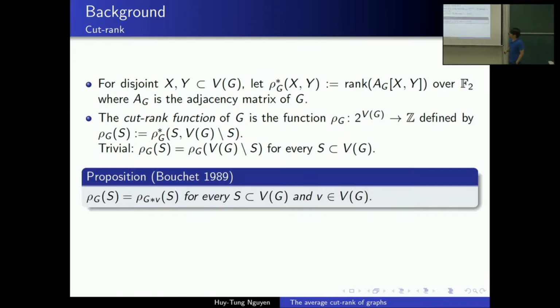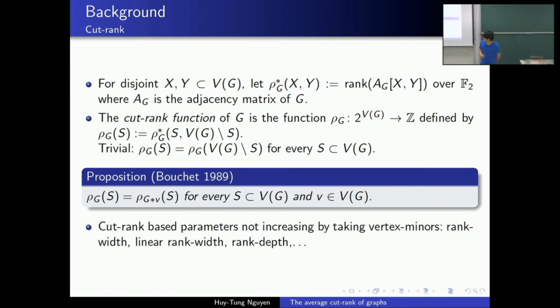A fundamental result by Bouchet says that no matter how you locally complement a vertex in a graph, the cut-rank function is preserved. So the cut-rank function is preserved by local complementations. And we have some cut-rank based parameters which are not increasing by taking vertex-minors: rank width, linear rank width, and rank depth, but I'm not sure if these are all. At the moment, I think rank depth is actually a bit new, as far as I know.